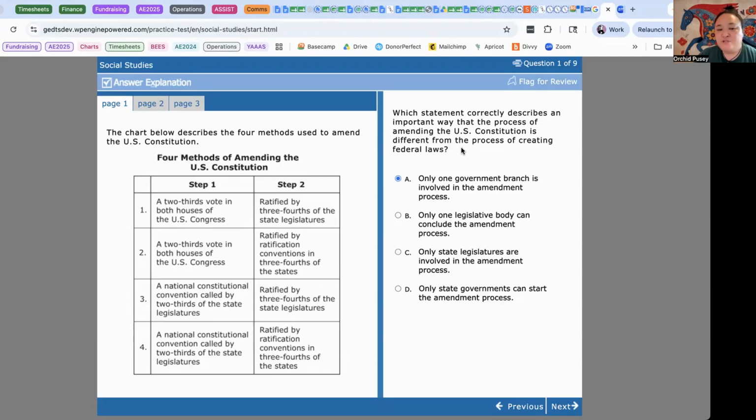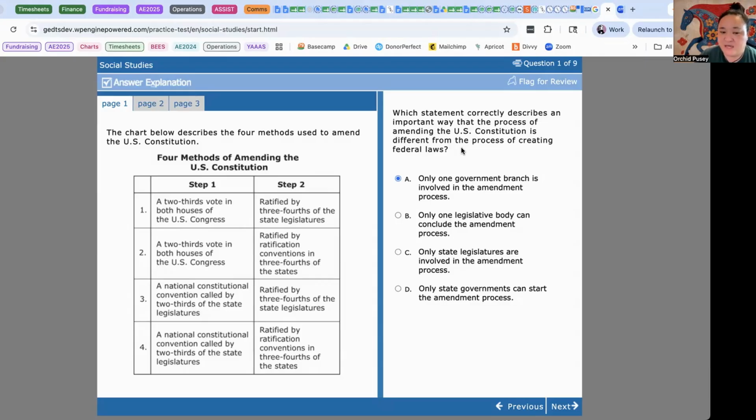Just know that this is the test for the GED. They probably aren't expecting that we know every detail about how federal law is made versus how US constitutional law is made.